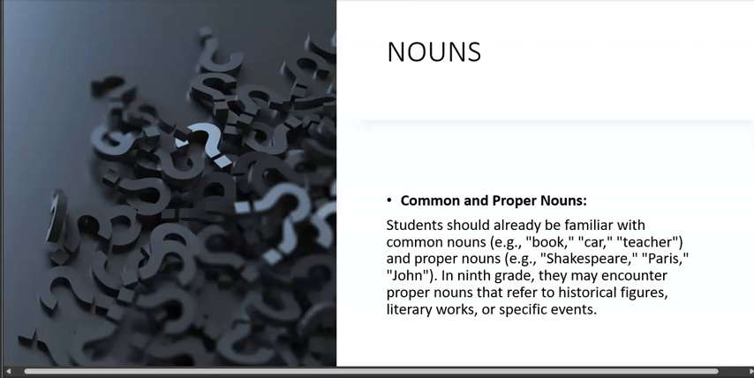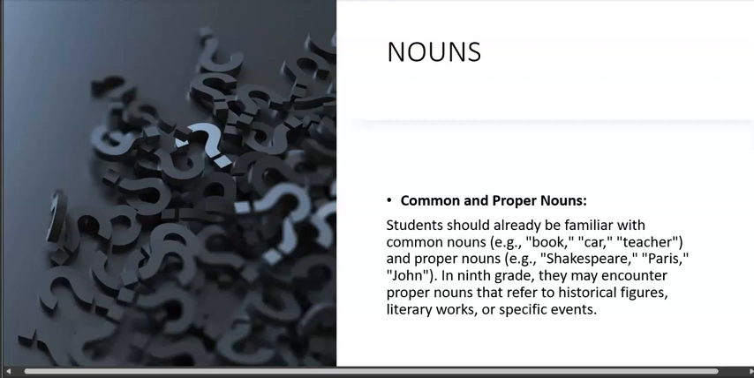Then we have something like the proper nouns. Now with proper nouns, these are nouns that must be written or started with a capital letter. So when you write the proper nouns, you must begin with a capital letter. So try to analyze what I'm saying, okay?